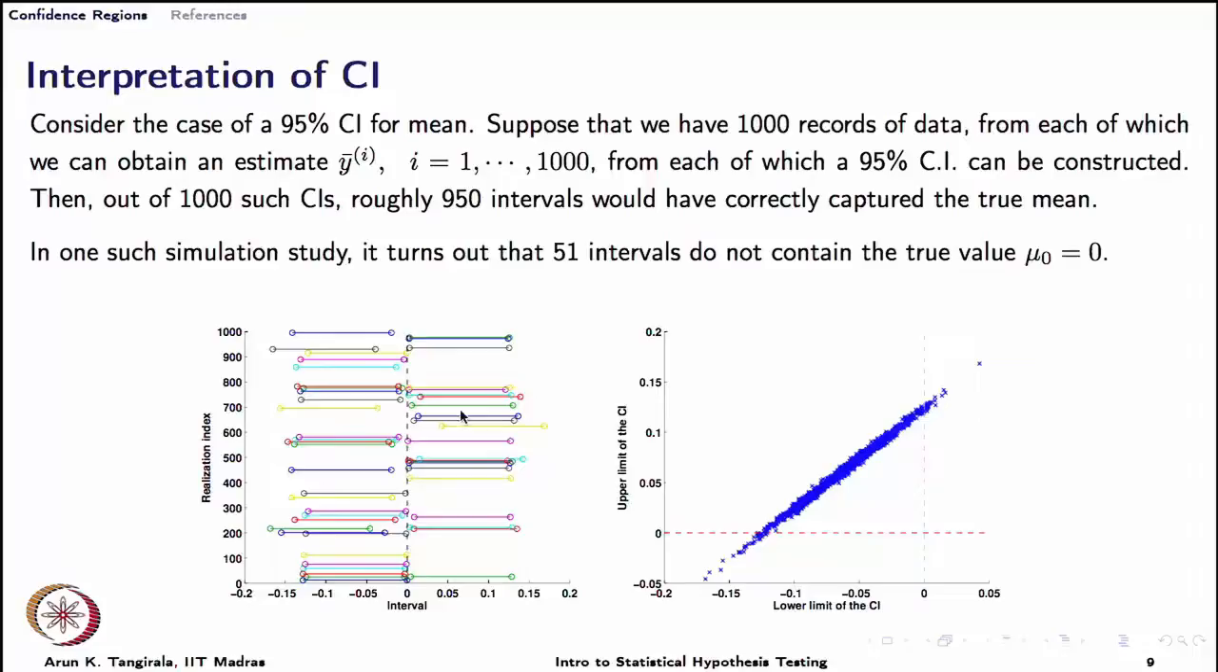There is another way of viewing these intervals, where you plot the lower and upper limit on the x and y axis respectively. You can't count, it is very difficult here, but roughly about 51 points are outside this quadrant, this second quadrant you may say. The 949 points that are within this second quadrant will capture 0, the truth, in the confidence interval. The remaining 51 are either in the first quadrant or in the third quadrant, alright.